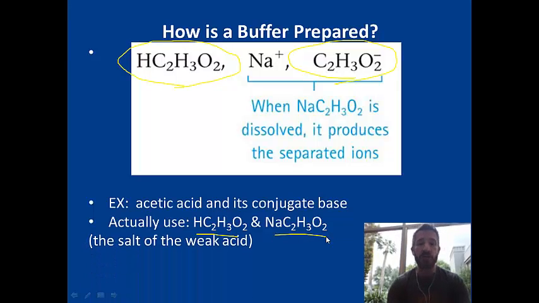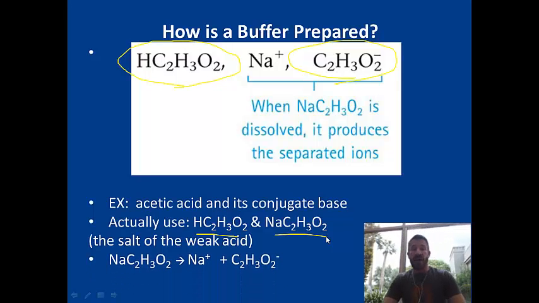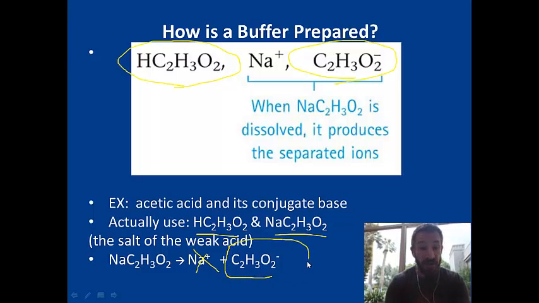Because what happens when you put sodium acetate, which is a salt of the weak acid, in water? It dissolves and gives you two ions, because family 1A, of which sodium is a part, is completely soluble. So when that dissolves, you get sodium ions and acetate ions. Now, we don't care about those sodium ions, so we're going to cancel those out. Those are what we call spectator ions, but the acetate ions are extremely important because that's the second part of our buffer.